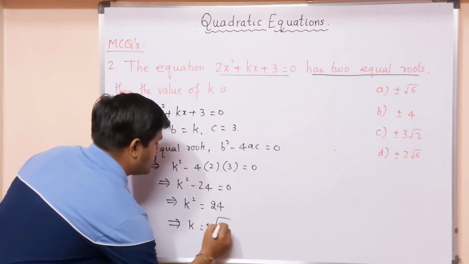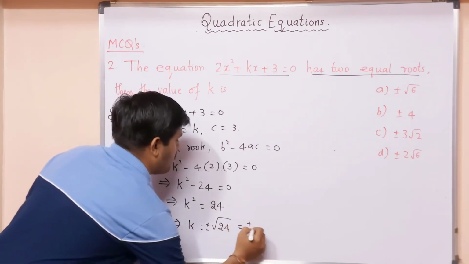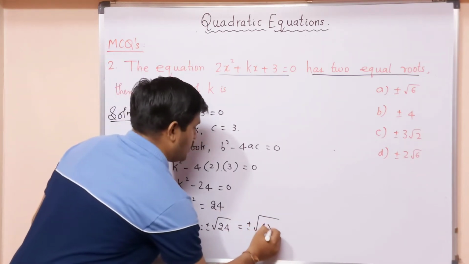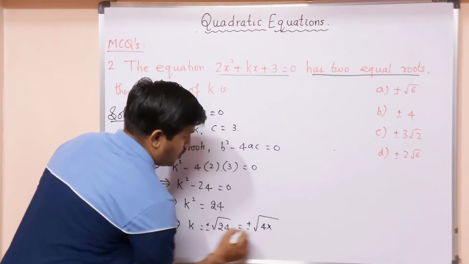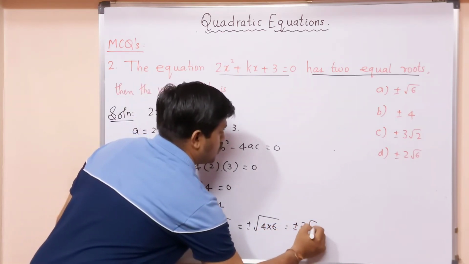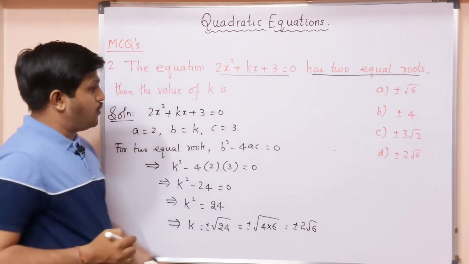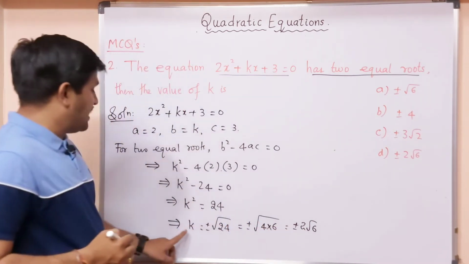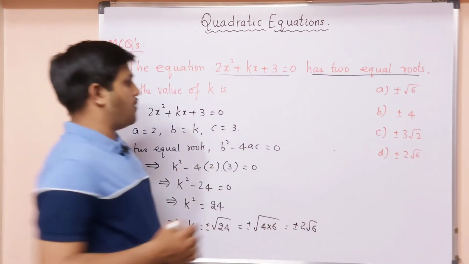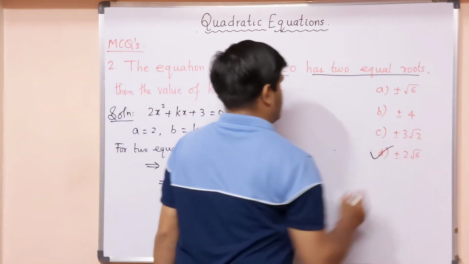So plus or minus root 24. How will you split 24? You can write it as 4 into 6, which is nothing but plus or minus 2 root 6, because the square root of 4 is 2. So therefore, what is the value of k? It is plus or minus 2 into root 6. Look at the options. Option D is the right answer.